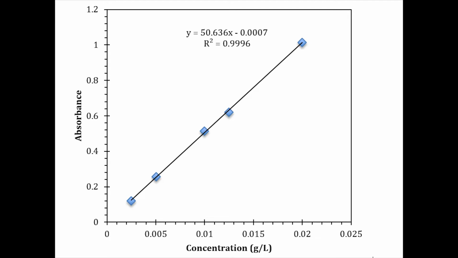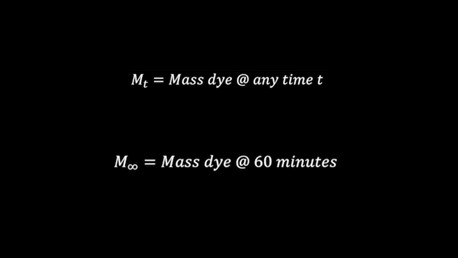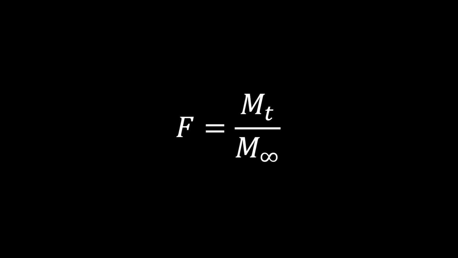To obtain the data we're interested in, we need to start by converting all of the absorbances to concentrations using the regression equation from the calibration curve. These concentrations are then converted into masses by multiplying them by the known diffusion volume of 100 milliliters. These values represent the mass of tartrazine that has been released at each time interval. The final mass of each trial, or the one at t equals 60 minutes, is assumed to be the M infinity for that trial. Dividing Mt by M infinity gives us a value for F.